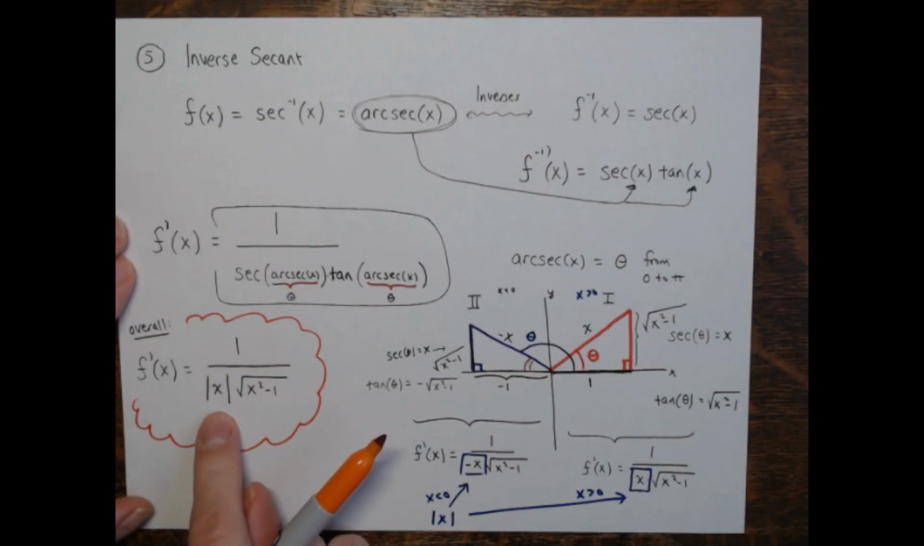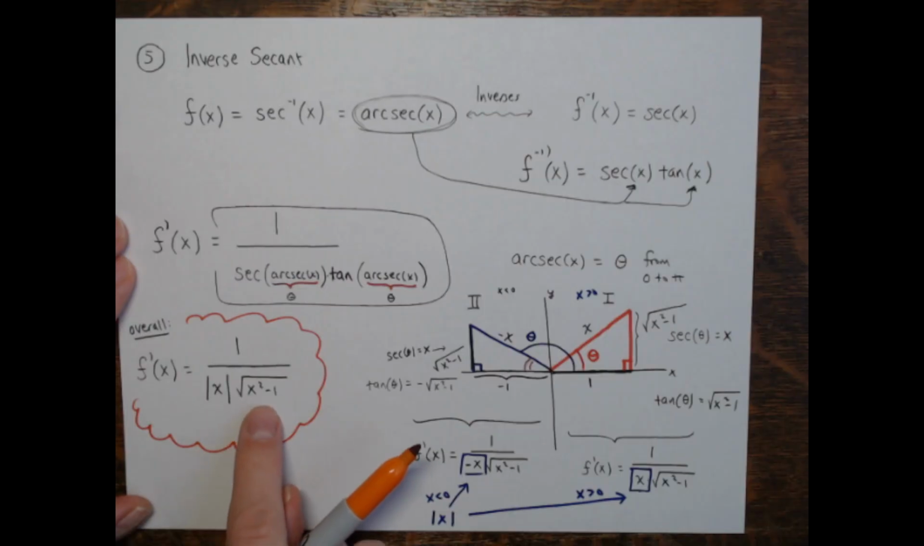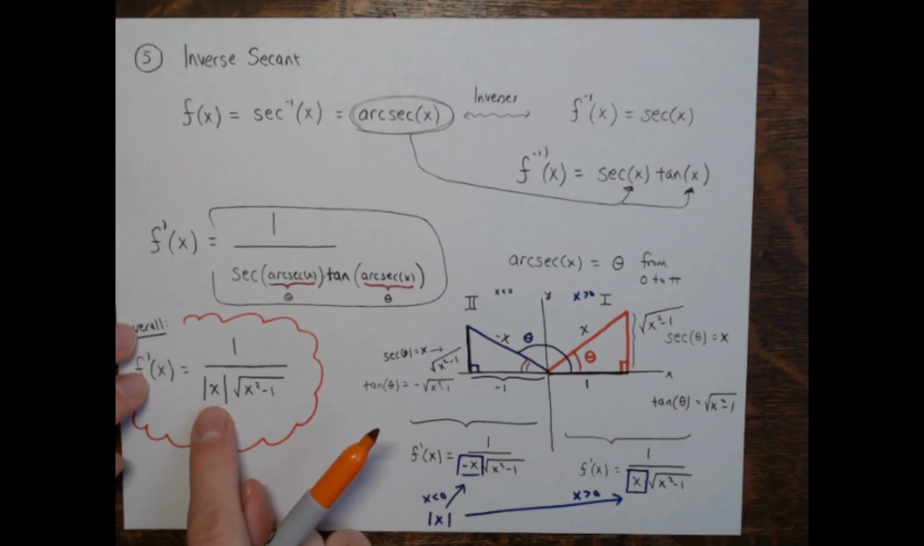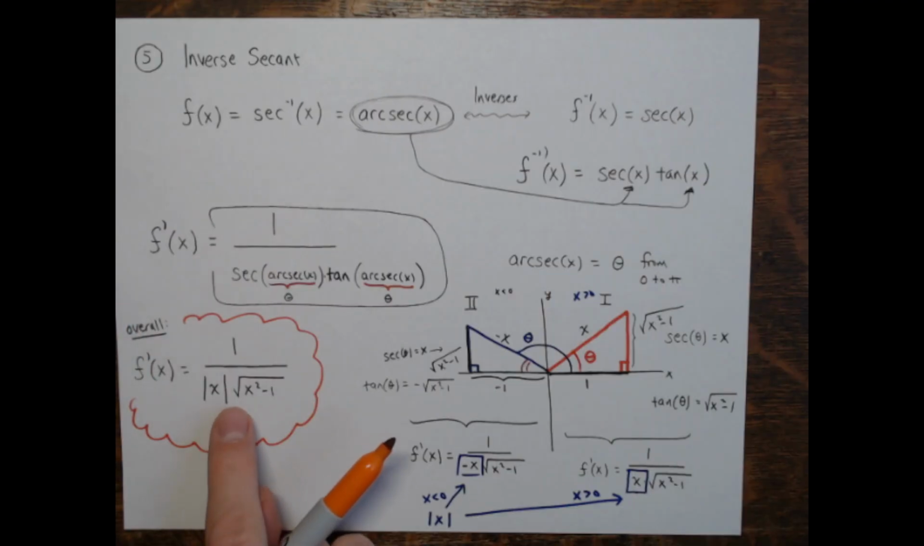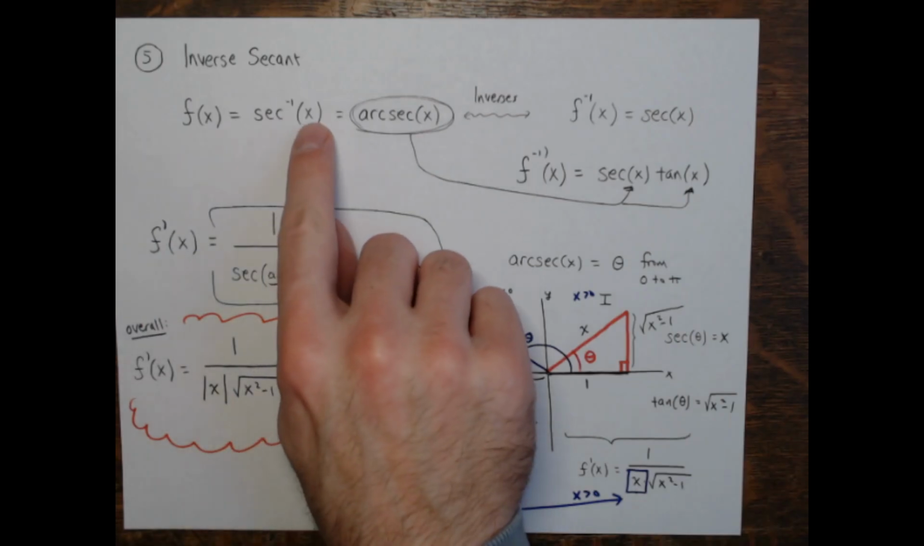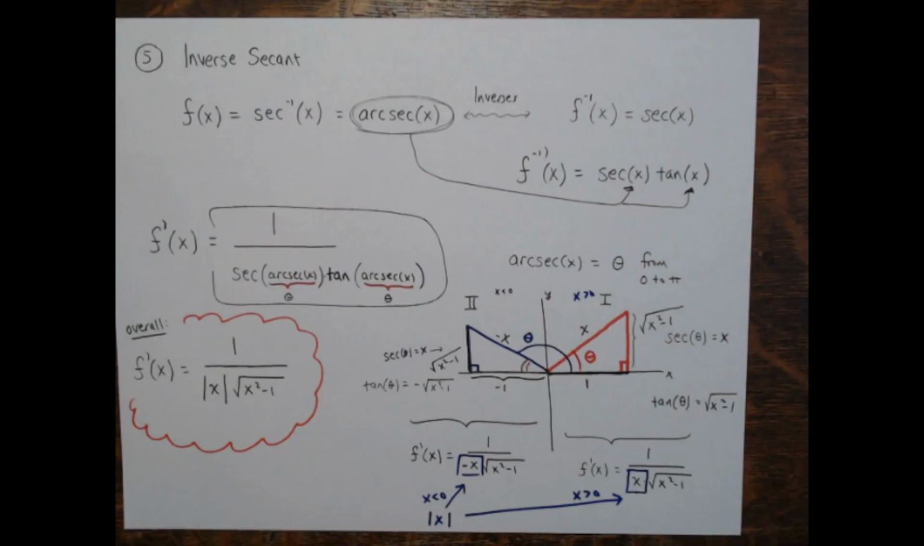1 over the absolute value of x times the square root of x squared minus 1. I'll say, for me personally, if you forget the absolute value symbol, it's not the end of the world. It's technically not correct, but I wouldn't really take too much off, if anything, for that if I was testing you on this. Still, it's more technically correct to have the absolute value of the expression inside your inverse secant function there.